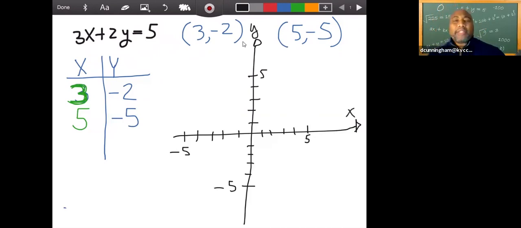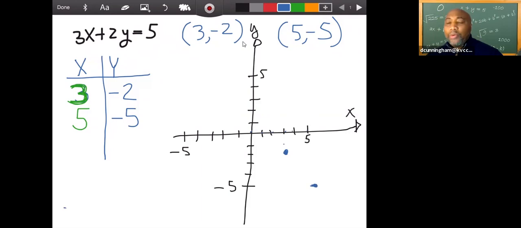And then let's plot these points. So 3, negative 2, we start at the origin. Let's do a different color for this one, let's do it in blue. Start at the origin, go over 3, 1, 2, 3, down 2, 1, 2. It gives us exactly right there. Good job, Mr. C. And then for our next one, start at the origin, 5, 1, 2, 3, 4, 5, and down negative 5 will give us right here.